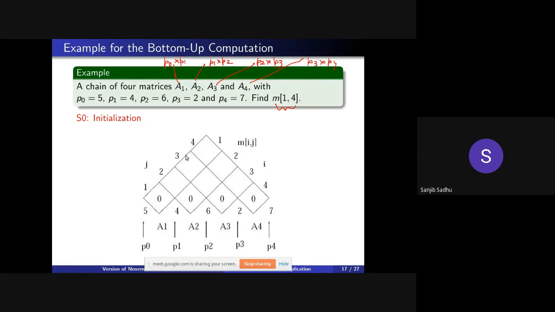Here you check. This is the M table. Okay. This is that M table. This is the I, J. Okay. Now here you see p0 is this one, 5. p1 is 4. You check it. The given value is this. And these are the matrices A1, A2, A3, A4.